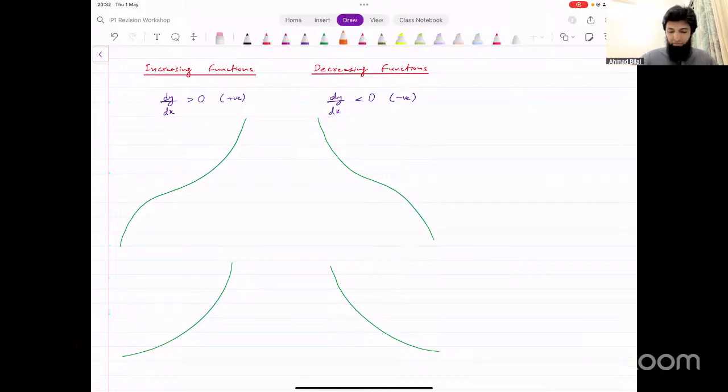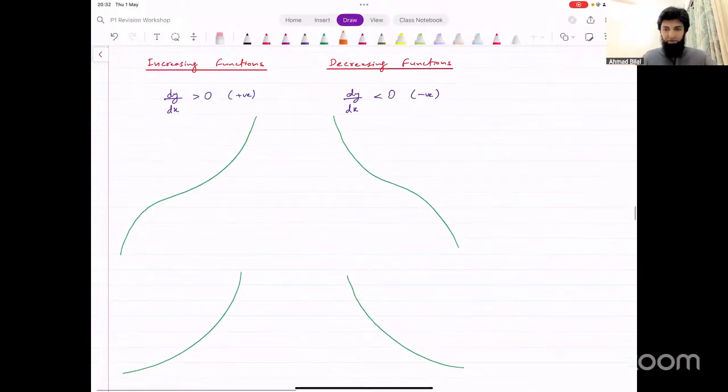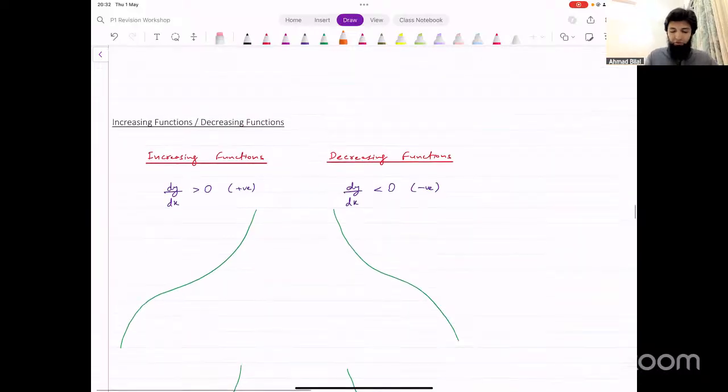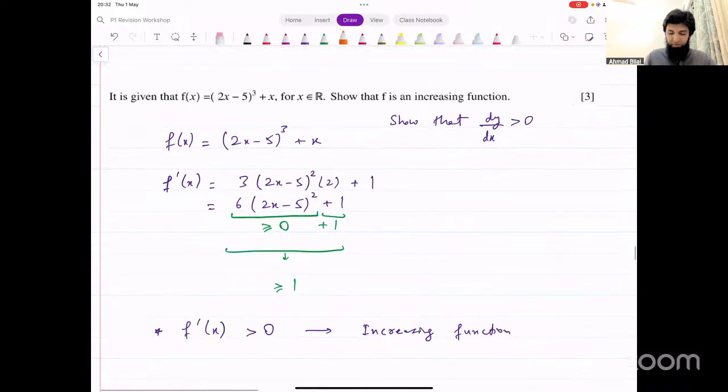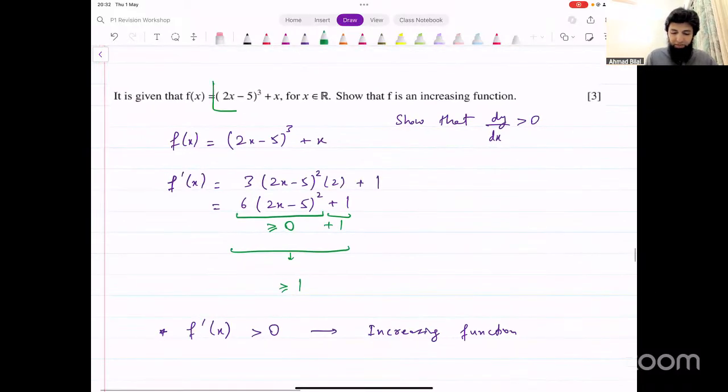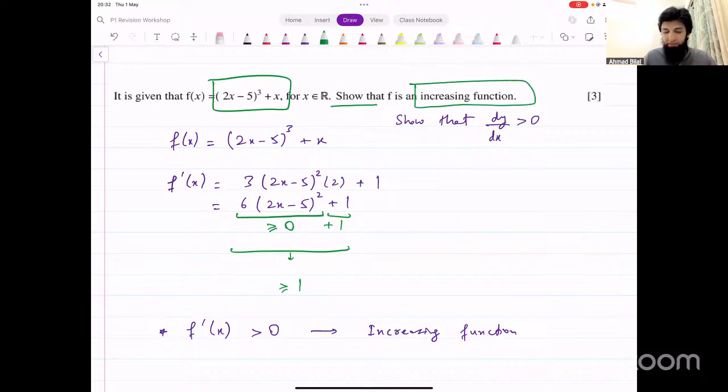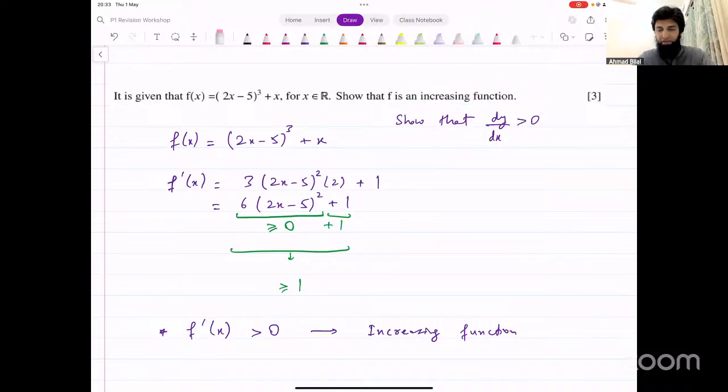Now, how do you prove if a function is increasing or decreasing? How do you figure that out? You find the derivative. For example, you have this example here, (2x minus 5) whole cube plus x. You need to show that the function is an increasing function. What you do is you find the derivative. The derivative, if that turns out to be always positive, that means this is an increasing function.